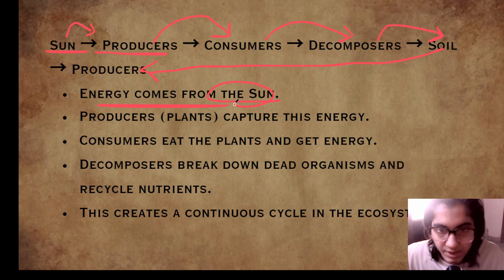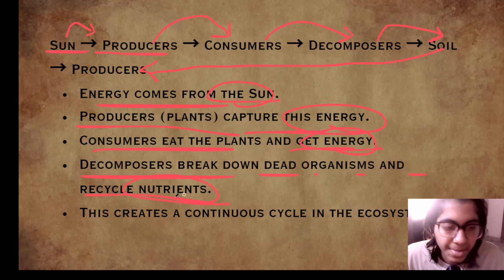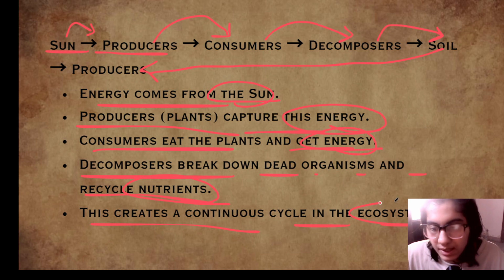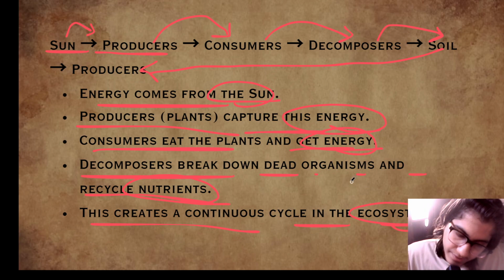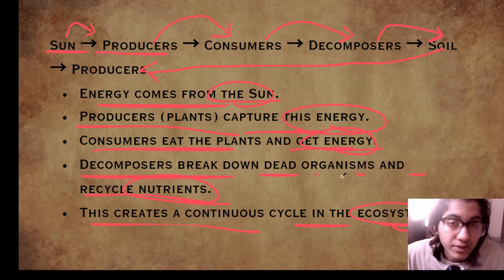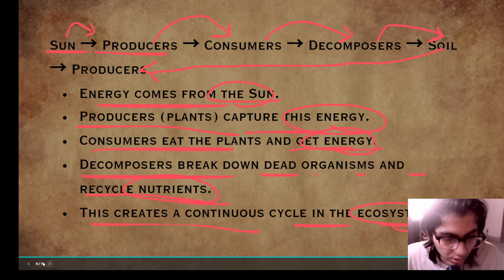Energy comes from the sun. Producer plants capture this energy. Consumers eat the plants and get energy. Decomposers break down dead organisms and recycle the nutrients present in them. This creates a continuous cycle in the ecosystem. So we can see everything is interdependent and interlinked in an ecosystem.